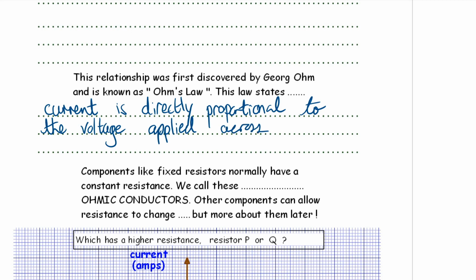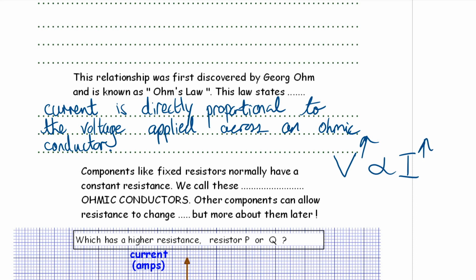I could say across a wire or an ohmic conductor, it would be technically correct. An example of that would be a wire, which would show like this. And I just think of it in these terms: if the voltage goes up, the current goes up.